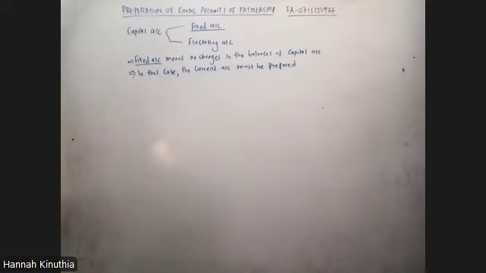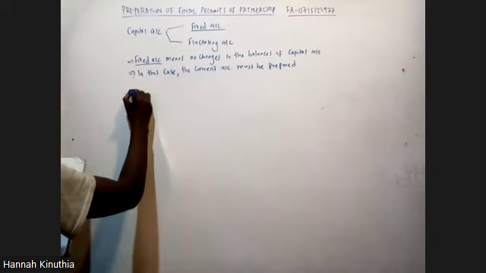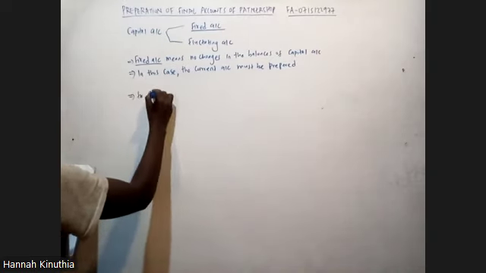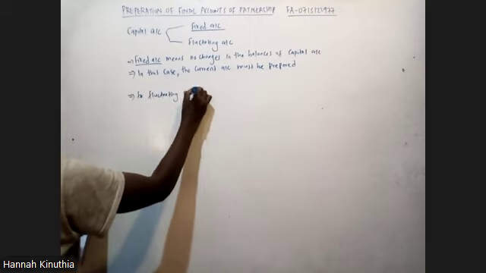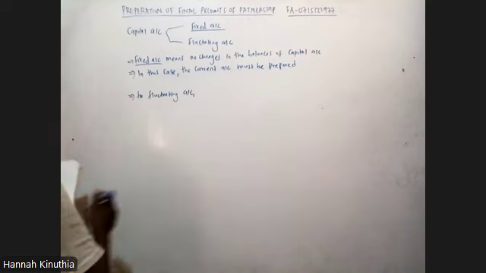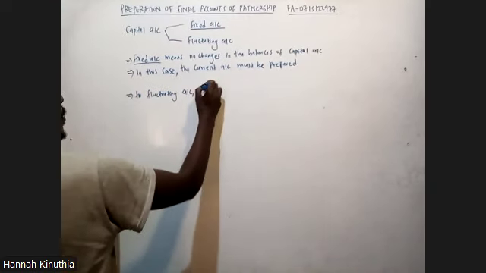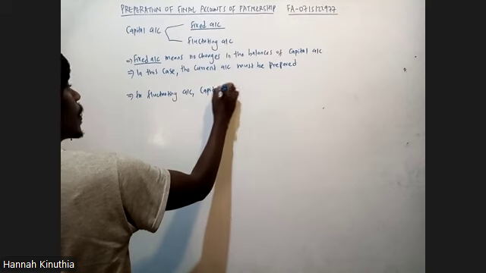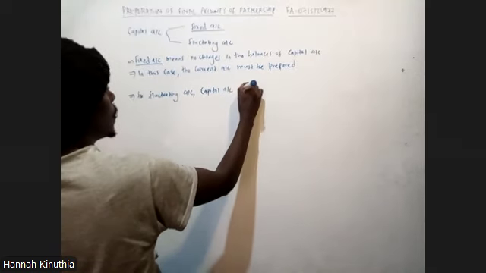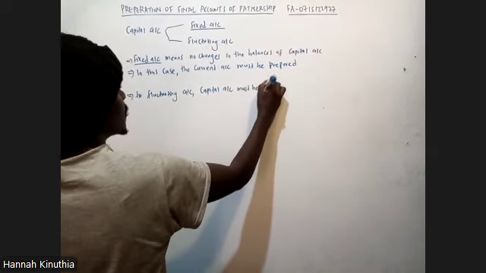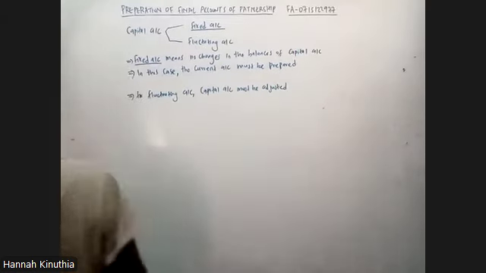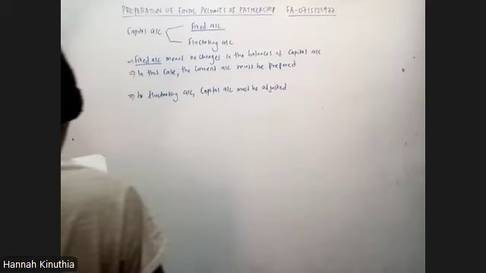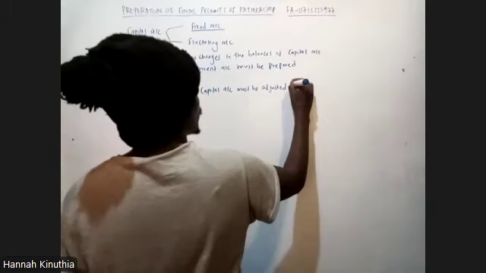And then for fluctuating accounts, the capital account must be adjusted. Capital account must be adjusted. And therefore, in this case, the capital account is not constant.